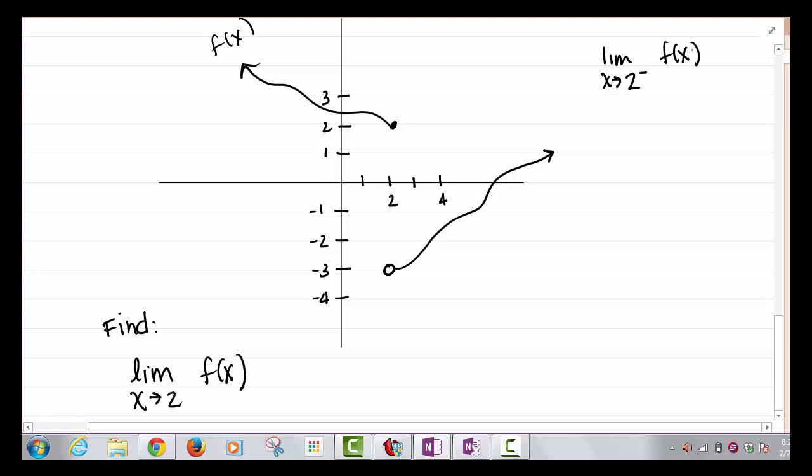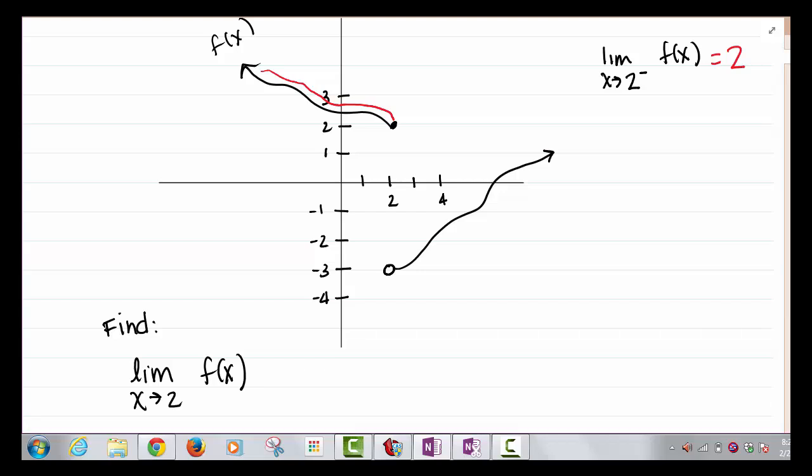So if I'm coming into 2 from the left, what I'm going to do is come in on the roller coaster that's on the left. Coming in, here's my red pen showing me riding down the roller coaster. As I come in, the y value that I'm coming into looks like 2. So that one will equal 2.